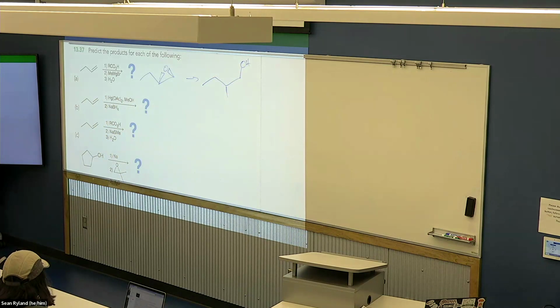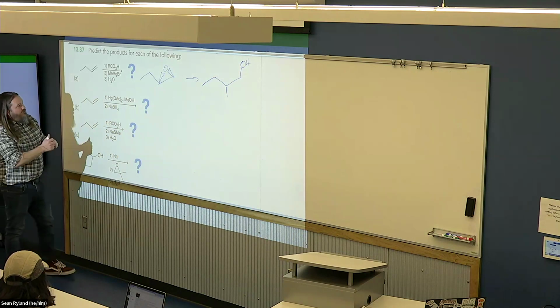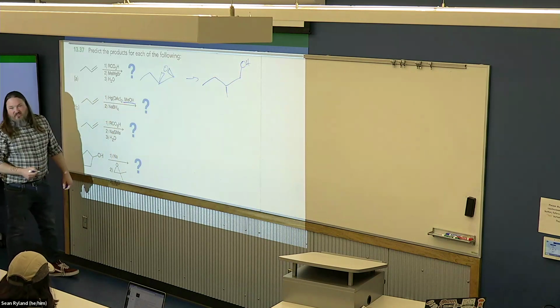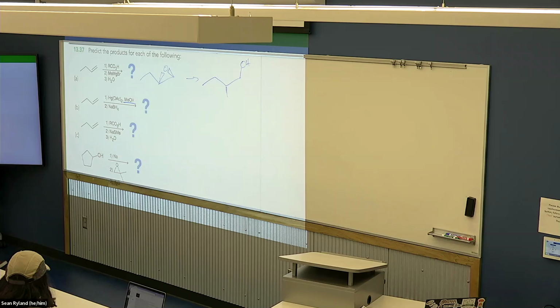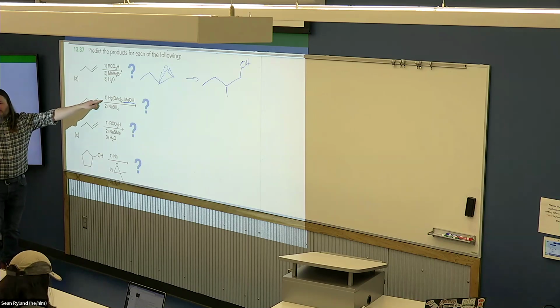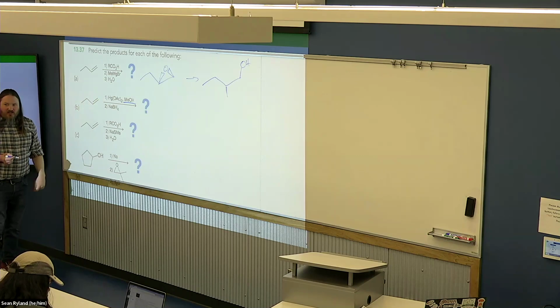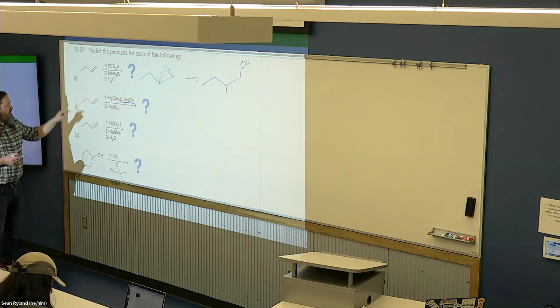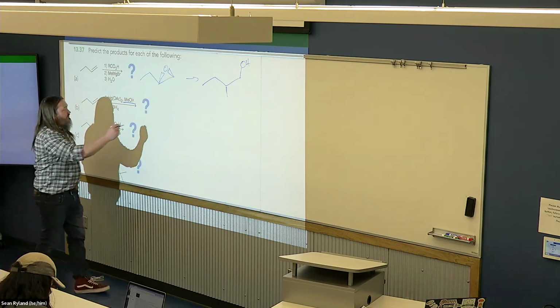B is a bit of a throwback. Oxymercuration with the methoxide as our nucleophile. So oxymercuration was a hydration and it was Markovnikov. We're not adding an OH group, we're adding a methoxy group. We need the more substituted carbon.